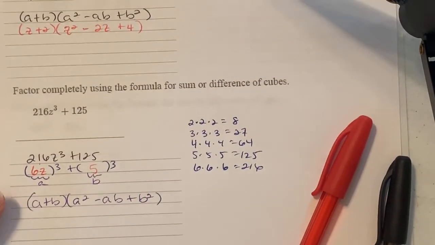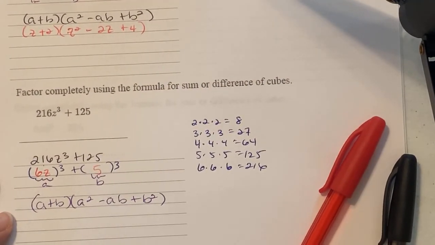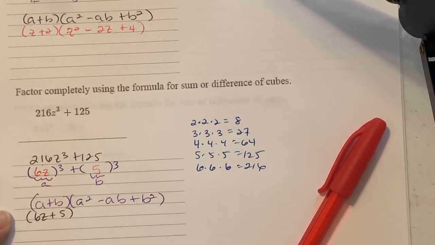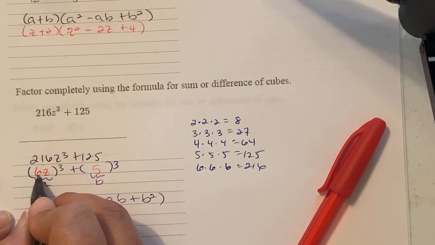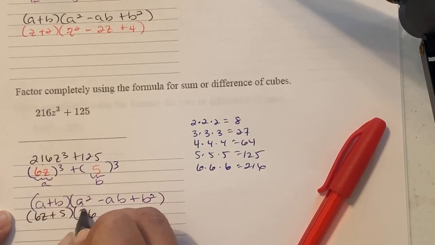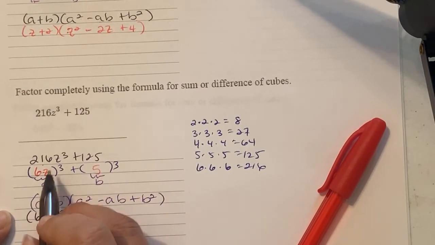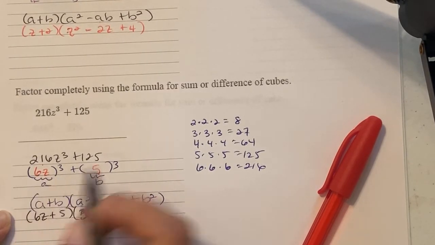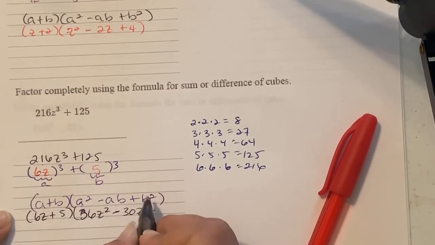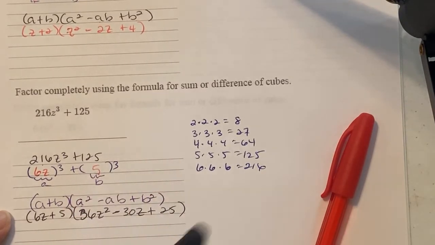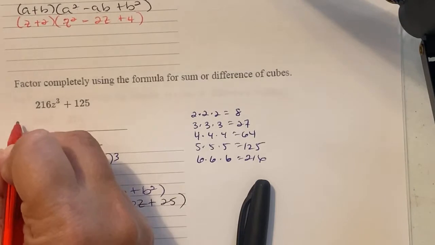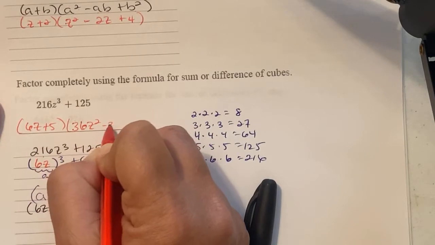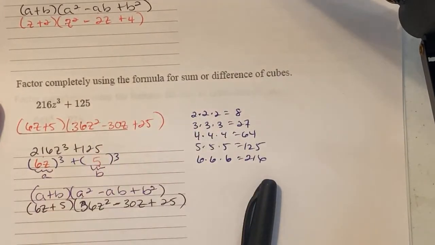We are going to replace, again by substitution, our a and b. So a is 6z, b is 5. A squared, well, 6 squared is 36, and then our z squared, because it's z to the power of 2. Minus sign, it's a and b multiplied. So 6 times 5 is 30, with a z, 30z. And then b squared, 5 squared is 25. So our final answer is 6z plus 5, 36z squared minus 30z plus 25.